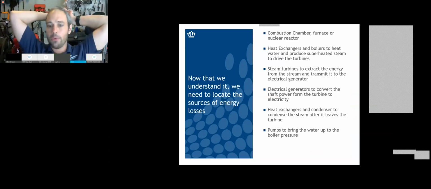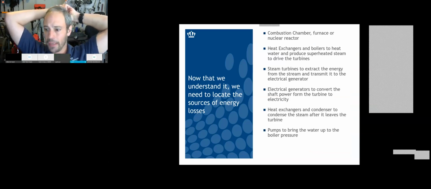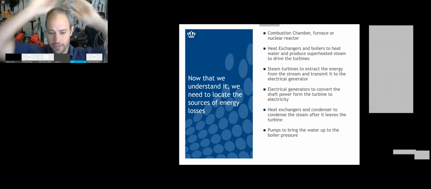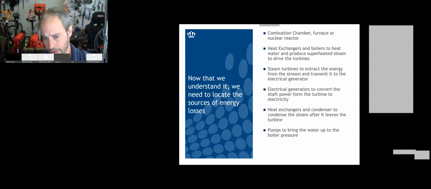Let's see. Pumps to bring the water up to the boiler pressure. Now, there's not that many losses there because you don't need a lot of pump work to pump them up, because it's liquid. But there are losses there. You know, poorly insulated, poor bearings, inefficient design, things like that. And then piping between components.